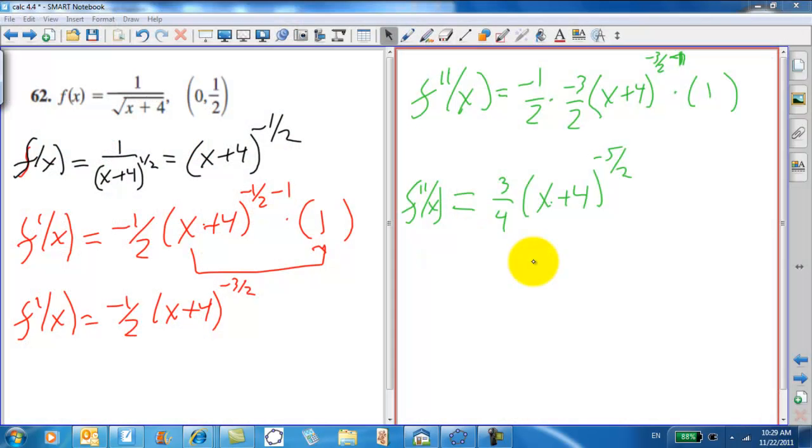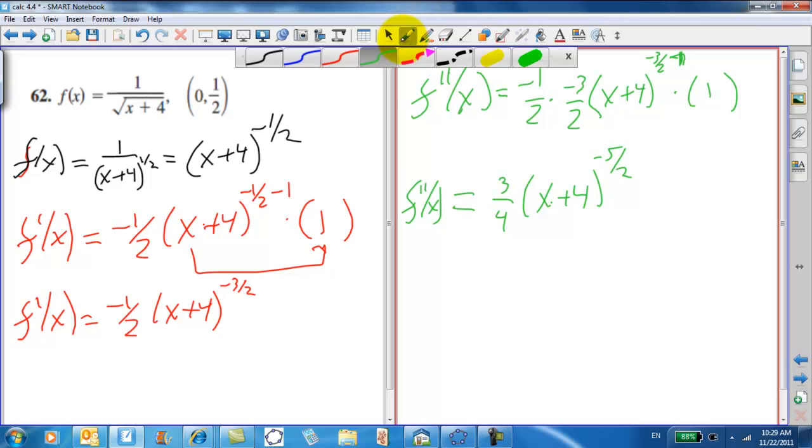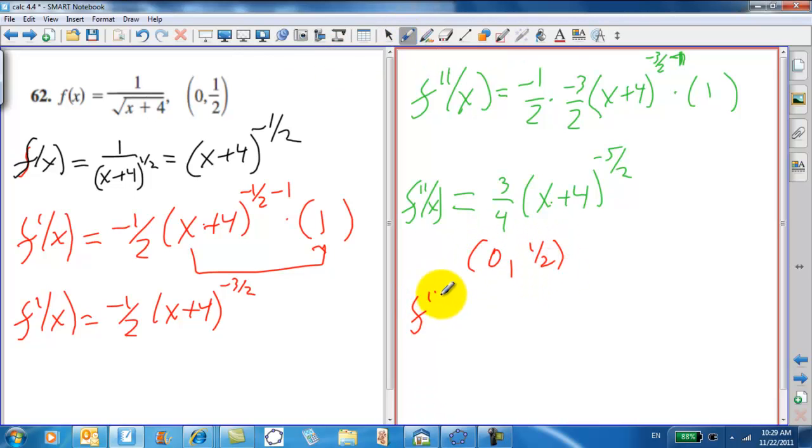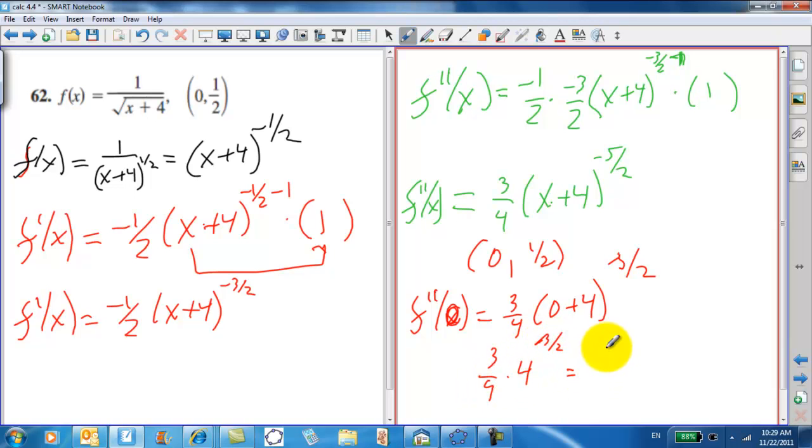And it says put it in when x equals 0. So we're looking at the point 0, a half. So f double prime of 0, the second derivative at 0, is 3/4 times 0 plus 4 to the negative 5 halves. So we get 3/4 times 4 to the negative 3 halves, and you can pop that in your calculator. I'm going to try to do it by hand here.